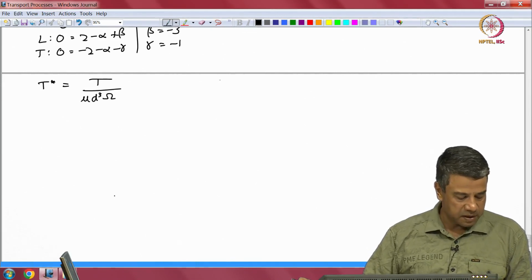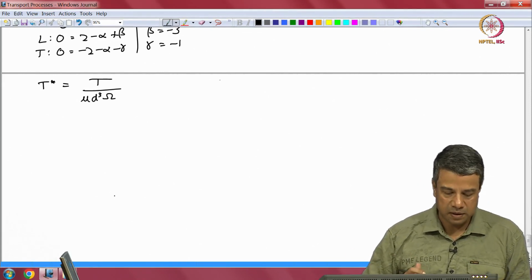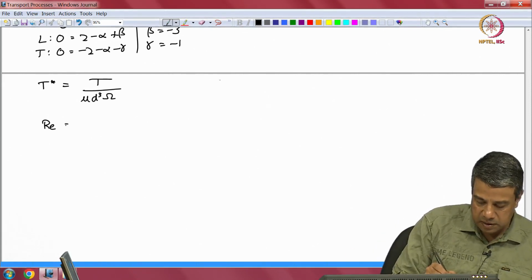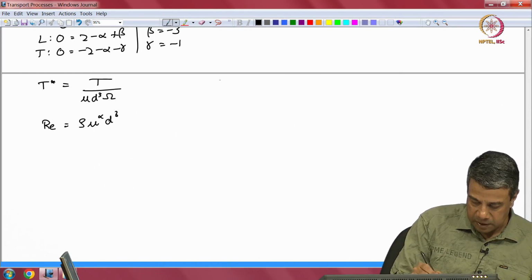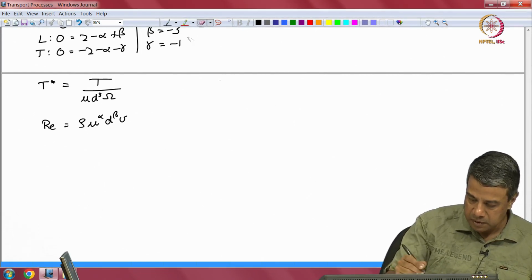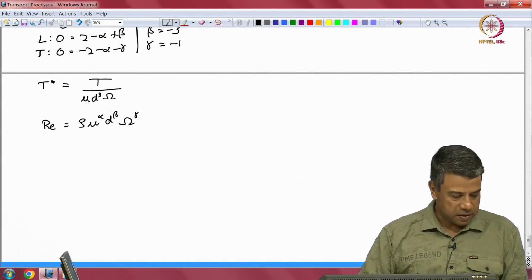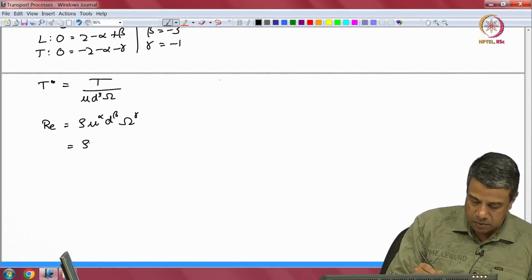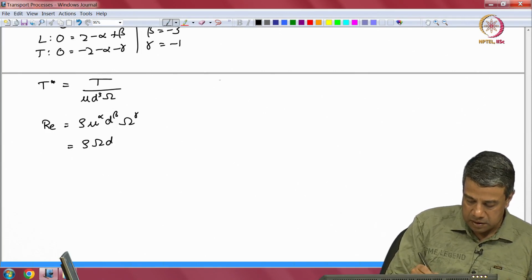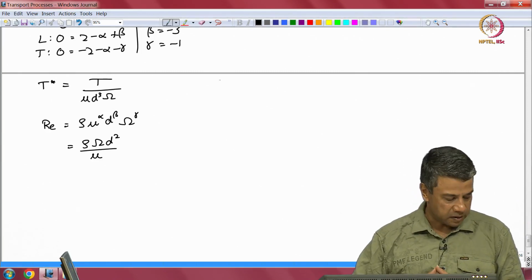There is also an independent dimensionless group. You can of course solve it the same way. Take the independent dimensionless group as rho times mu power alpha d power beta omega power gamma. Then do the calculation, and I will just give you the result in the end. This is equal to rho omega d square by mu. This is the Reynolds number for the rotational motion of the particle.